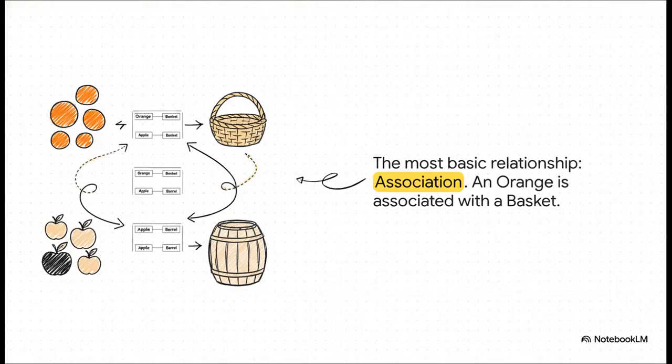So this is what UML looks like at its most basic. You've got these two boxes representing our classes, orange and basket. And that line between them just shows that, yep, they're connected. They're associated in some way. It's a really simple but crucial starting point.